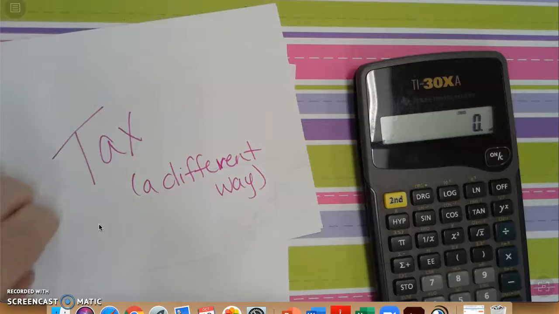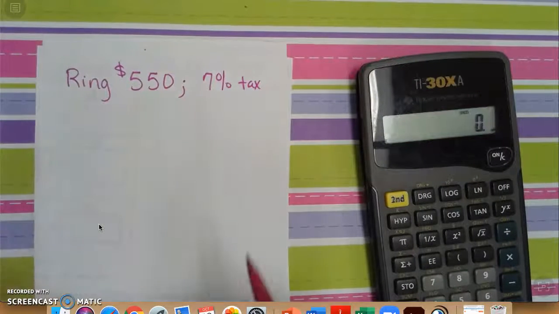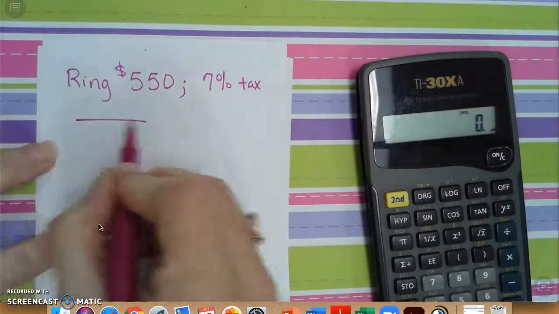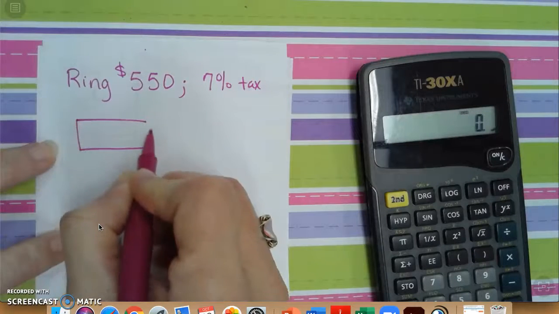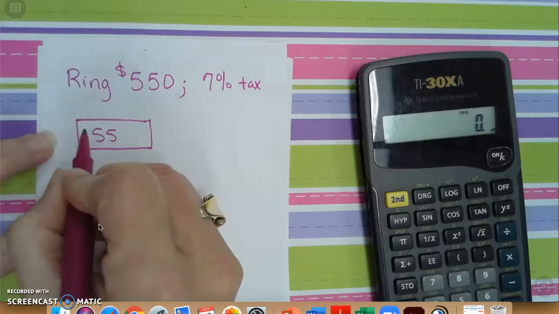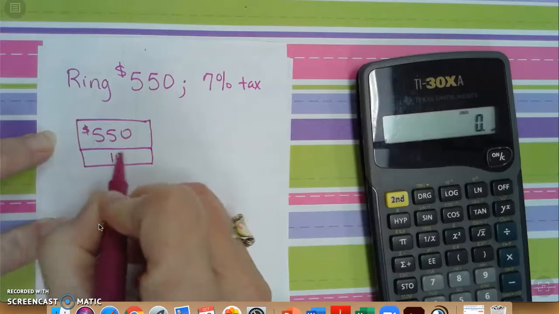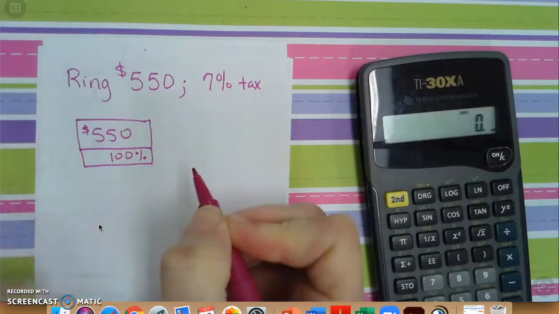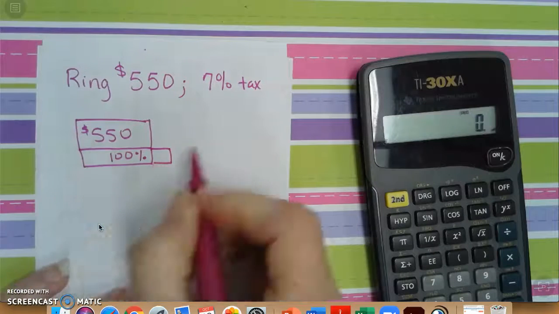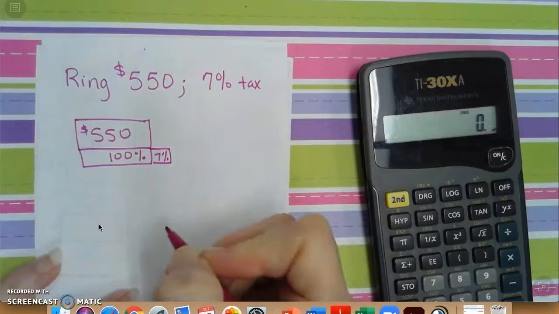Alrighty, so we're going to go back to thinking about tax, and we're going to start out the same way we did earlier this week. I'm going to draw a little scenario. Here's our ring, and our ring is $550, and that is 100%. Okay? And tax is going to be 7%, which is just a little more.